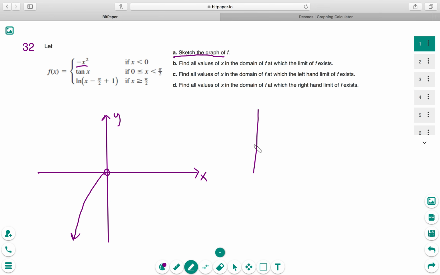So remember the sine function, right? It went like this, went down, went back up, and this point right here is pi, and this was 2 pi, right?